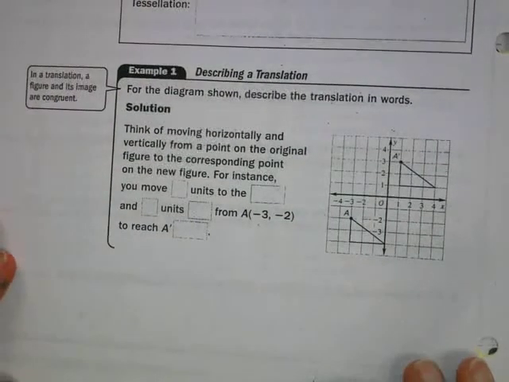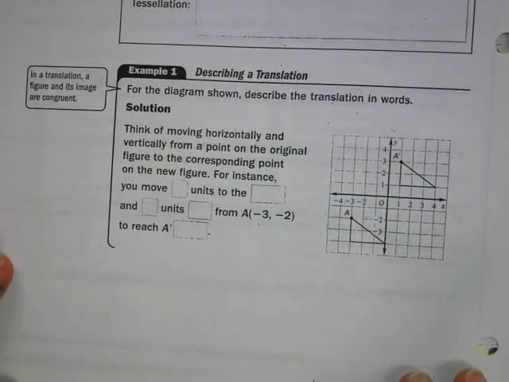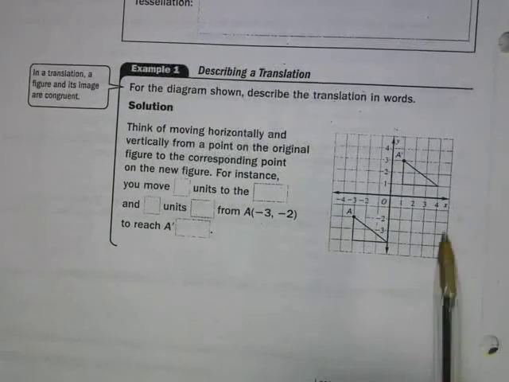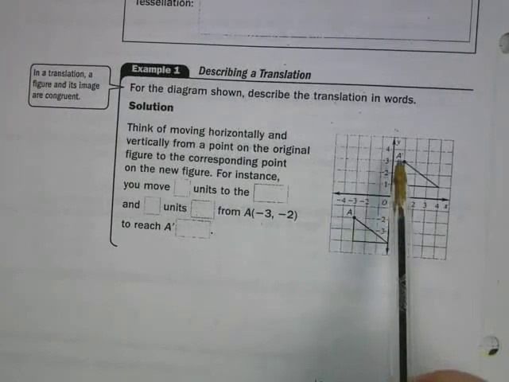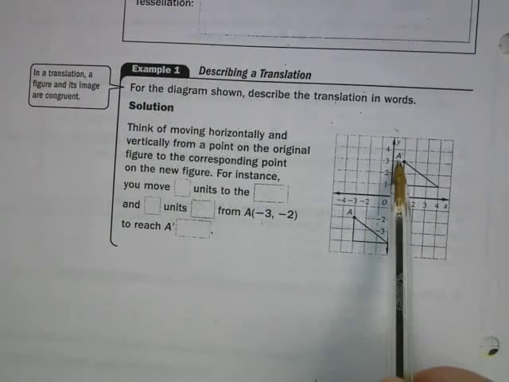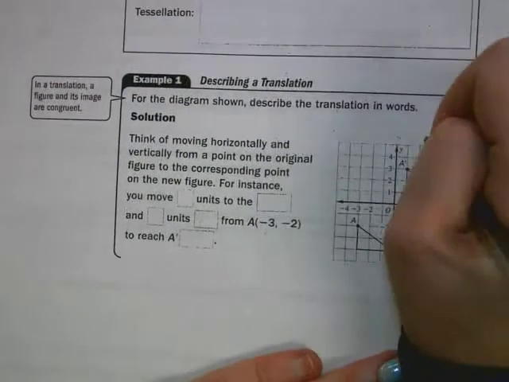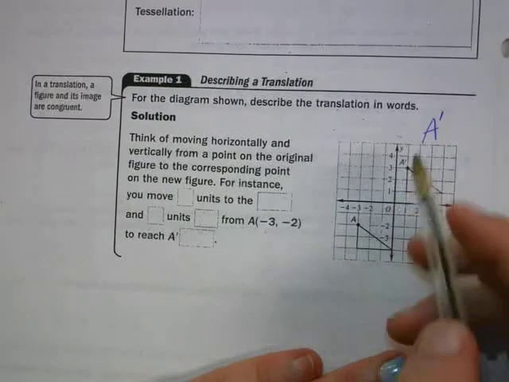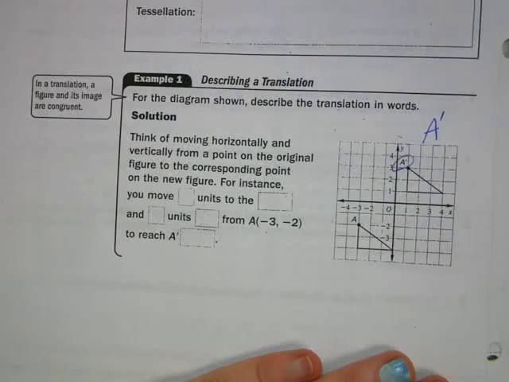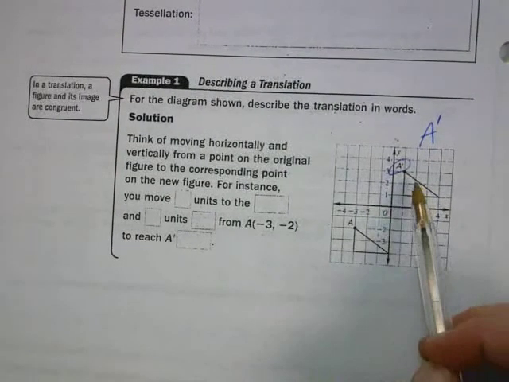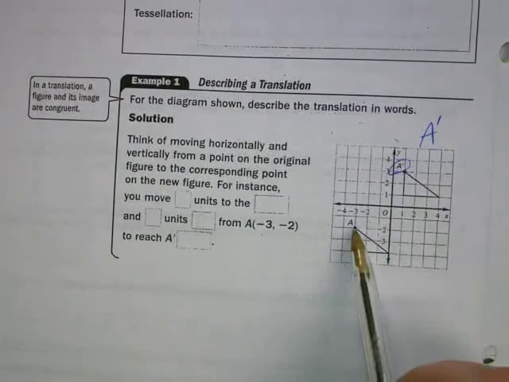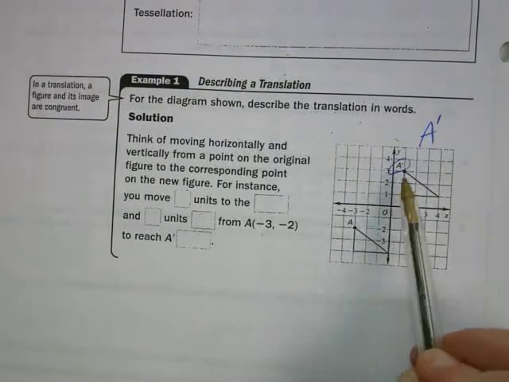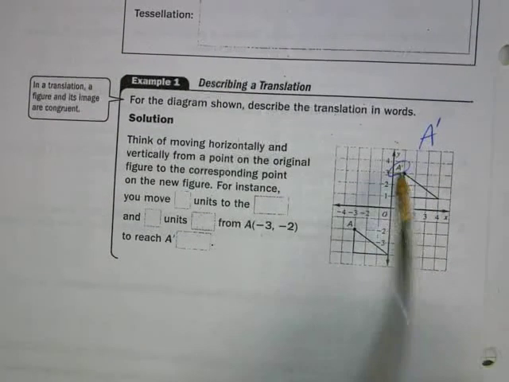Example 1 says, for the diagram shown, describe the translation in words. Okay, so we want to know, our original was A, and my new one is A prime. There's actually a little mark there. It's like an apostrophe, A prime. That's what's right there. That's the new one. That's the image.